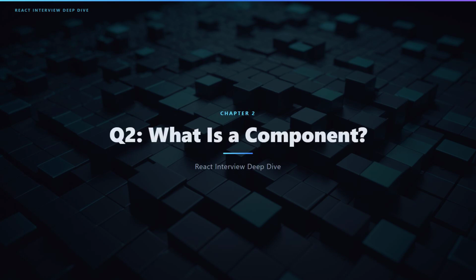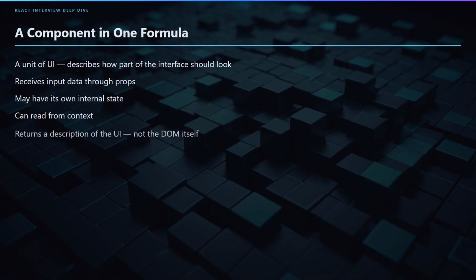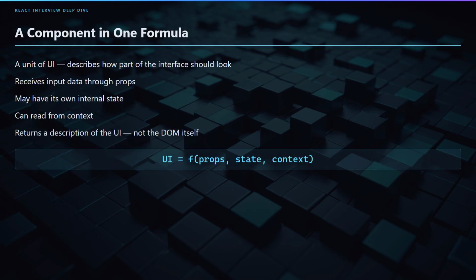What is a component in React? This question sounds simple, but the answer reveals whether you truly understand how React thinks about your application. A component is a unit of UI, a function that describes how part of the interface should look and behave for a given state. Think of it as a more refined version of the formula we saw in question 1, UI equals f of props, state, and context.